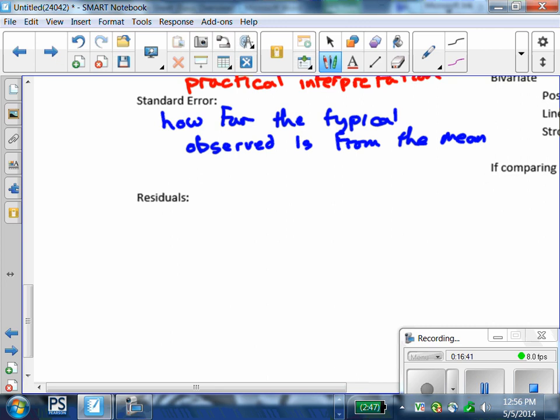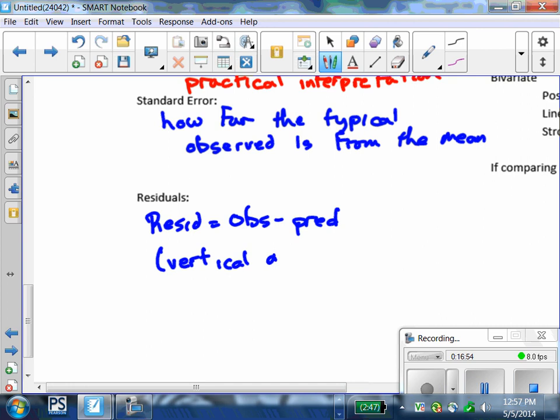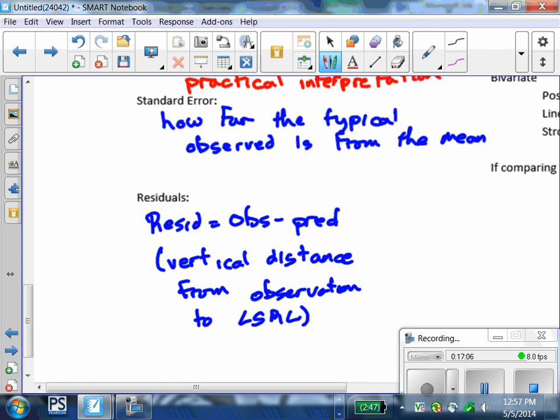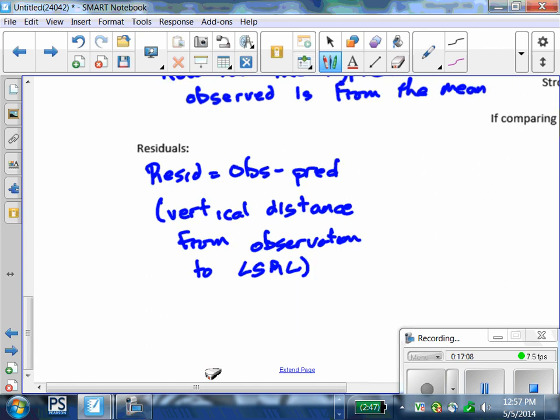A residual, remember, there's a formula that we saw in the reviews, is observed minus predicted. And then one way to think about that, it's really just the vertical distance, especially with this bivariate data, from an observation to the least squares regression line. How far away from our predicted value is an observed value?